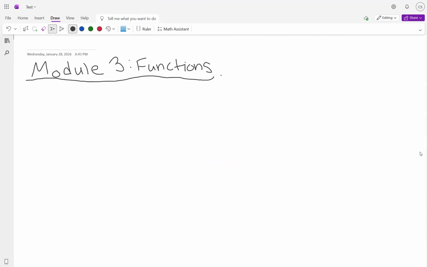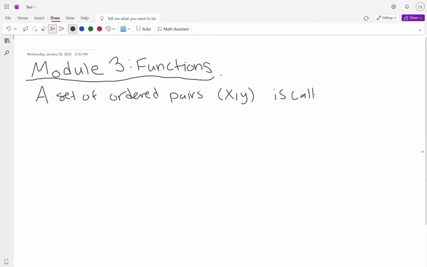So sorry about that, but we're in module 3, which is on functions. So we're going to start with some definitions. A set of ordered pairs x comma y is called a relation.